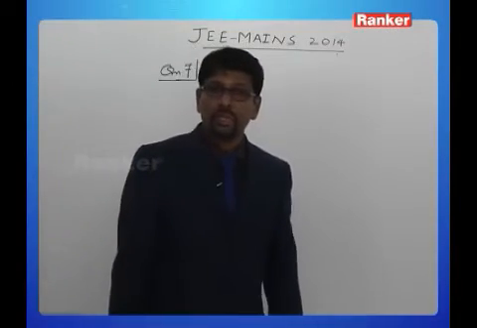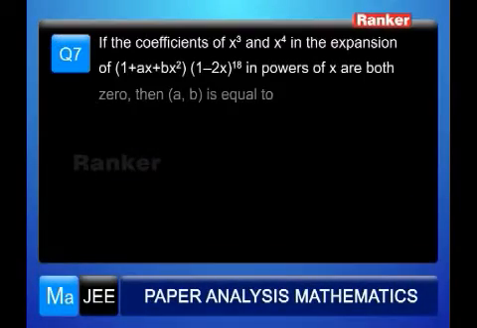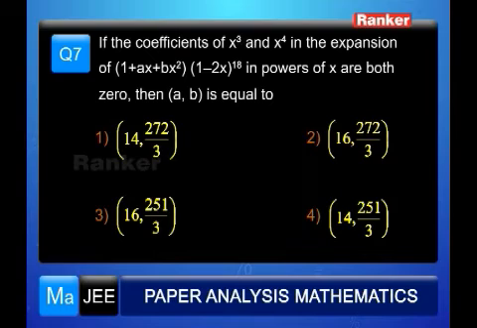Let's move on to the next question here. If the coefficients of x cube and x power 4 in the expansion of 1 plus ax plus bx square into 1 minus 2x raised to the power 18 in powers of x are both equal to 0, then the ordered pair a comma b is equal to, first option 14 comma 272 by 3, second option 16 comma 272 by 3, third option 16 comma 251 by 3, fourth option 14 comma 251 by 3.